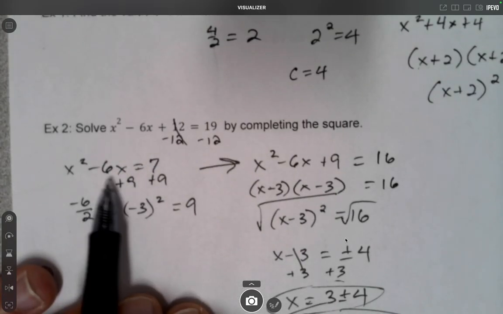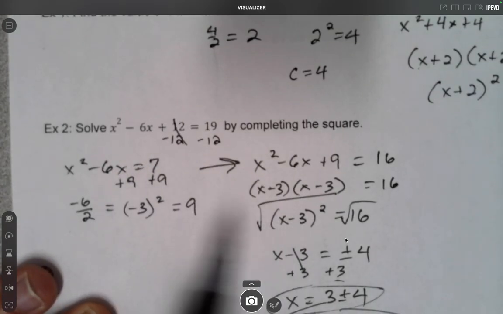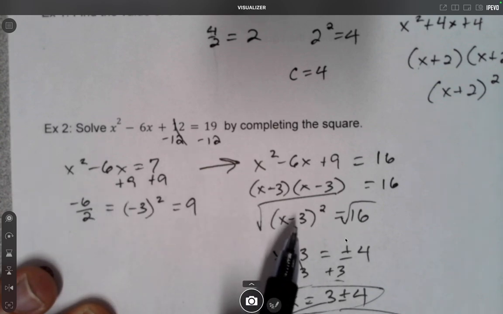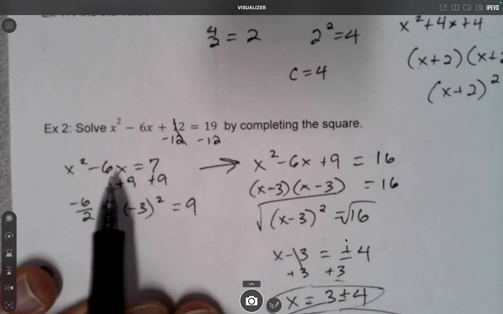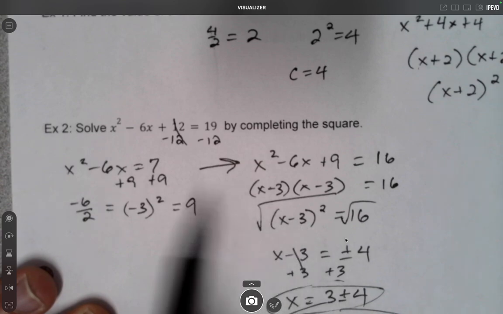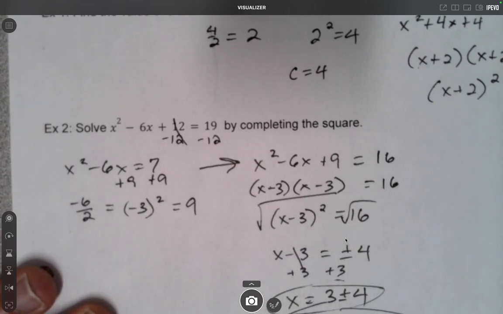Half of negative 6 is negative 3. So you can actually jump to this pretty quickly by knowing that what's going to be inside the parentheses is half of b.